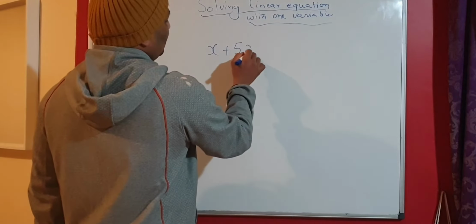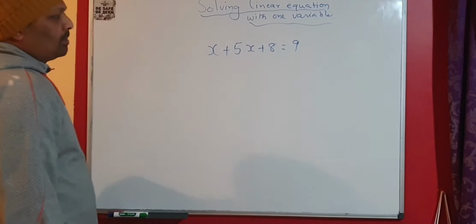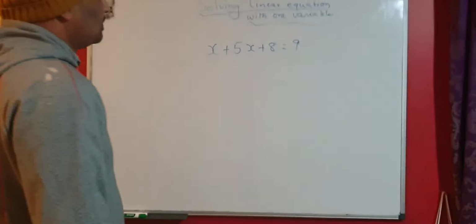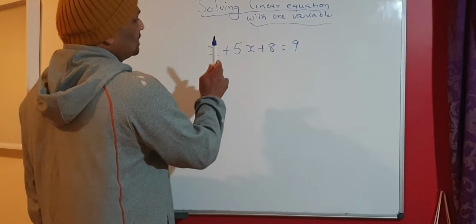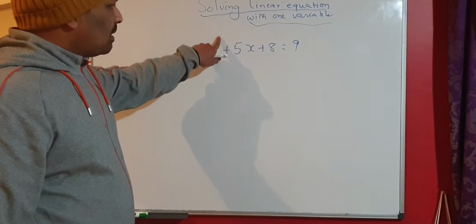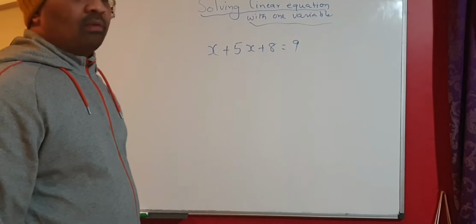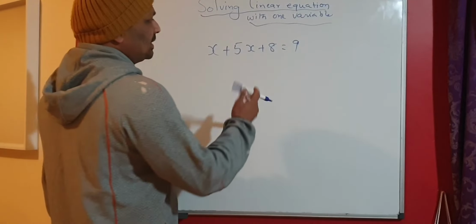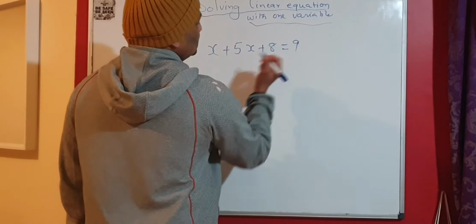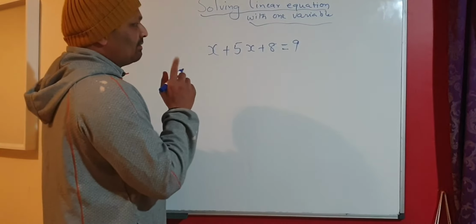x plus 5x plus 8 is equal to 9. Okay, is this a linear equation? Yes, it is a linear equation because it has only one variable, that is x, and the power of x is 1. The power of x is 1 and there is an equal to symbol here in this equation. Yeah, so it's possible. Okay, this is a linear equation having one variable.